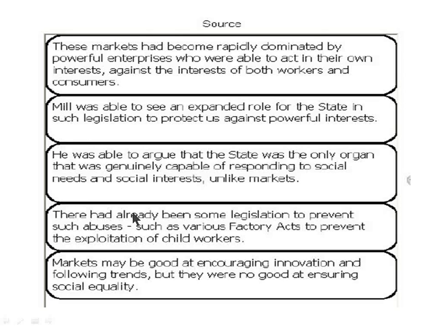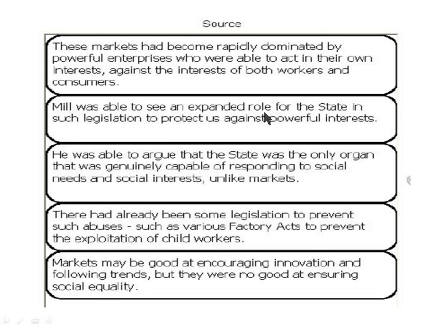Next is "There had already been some legislation to prevent such abuses." In the previous paragraph they talked about abuses, like how enterprises were able to act in their own interests against the interests of both workers and consumers. So these are abuses. "There had already been some legislation to prevent such abuses, such as various factory acts to prevent the exploitation of child workers." Here they talk about factory acts to prevent exploitation.